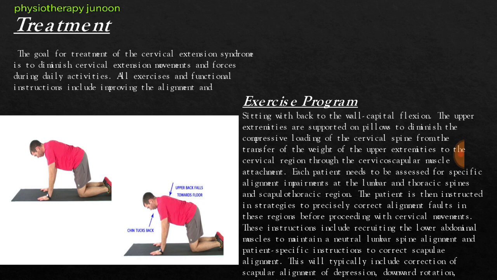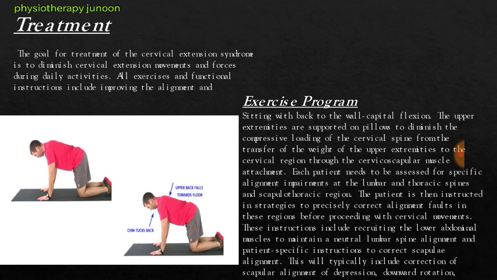The key instruction for faulty alignment of scapular depression is to elevate the acromion towards the ears. The key instruction for the position of scapular downward rotation is to elevate the acromion towards the ears and then slightly adduct the scapula. So two points here: scapular depression, then only elevate the acromion towards the ear. If there is scapular downward rotation, what can you teach? Elevate the acromion towards the ear and then slightly adduct the scapula towards your body.